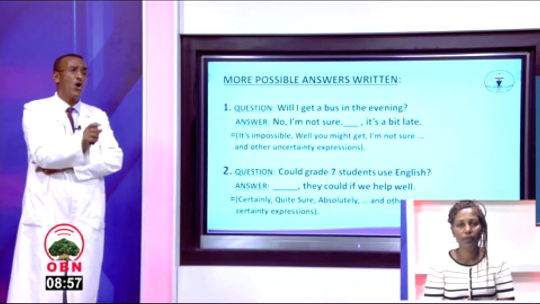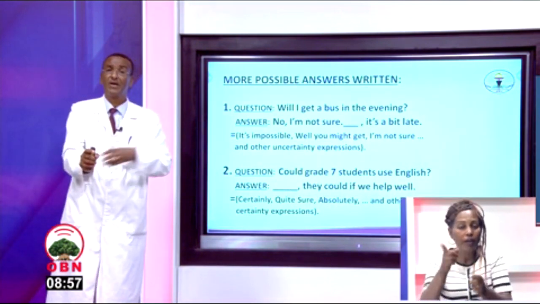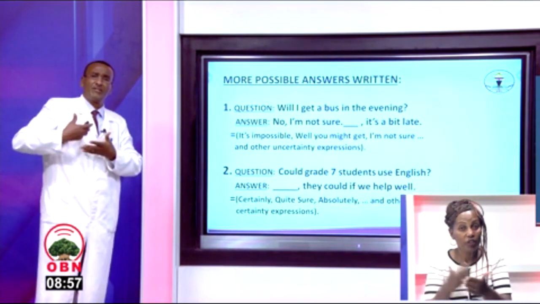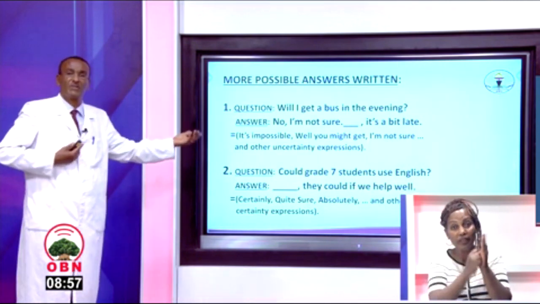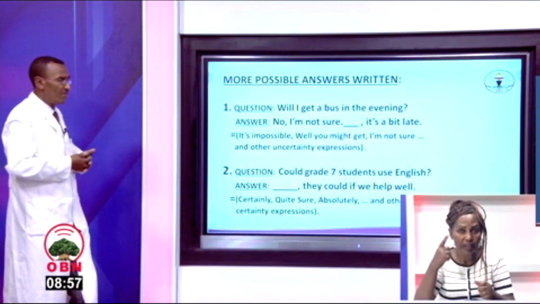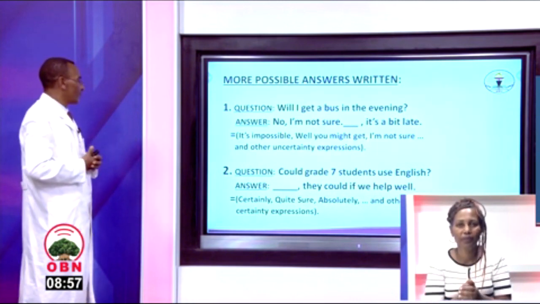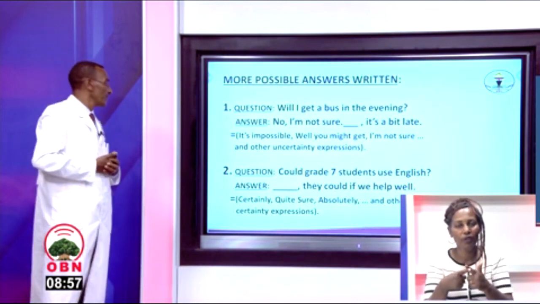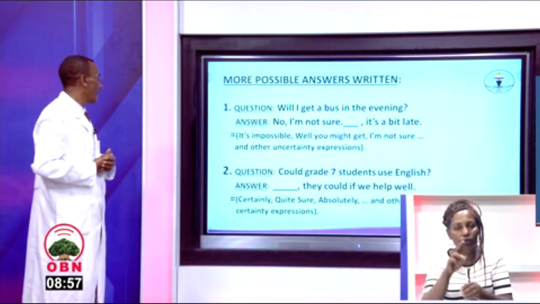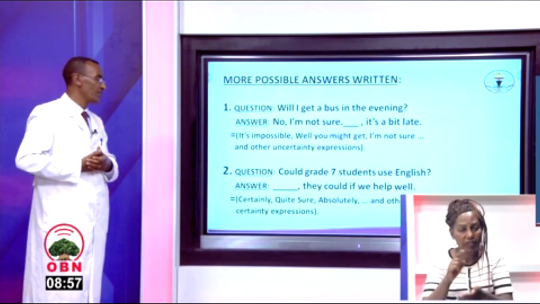There is not only one answer in English. That's the old style. The new style is expressing yourself using what is possible, as long as you understand and communicate your message. Question 2. Could grade 7 students use English? The answer could be, they could if we help well. Certainly, quite sure, absolutely, and other certainty expressions.